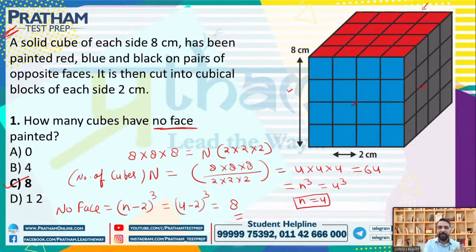The actual question is asked in the exam this way. Clear? Tell me quickly, this part is clear, right? We found the number of cubes, 4 cube, and then for faces, the no face formula is n minus 2 whole cube, 4 minus 2 whole cube is 8. That is my final answer. Tell me, did you understand? Yes or no? Clear?